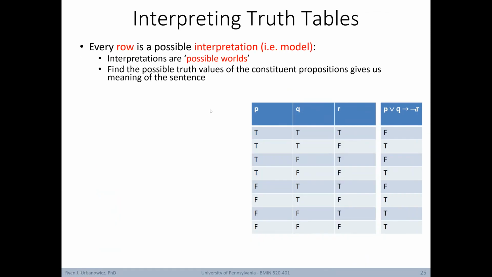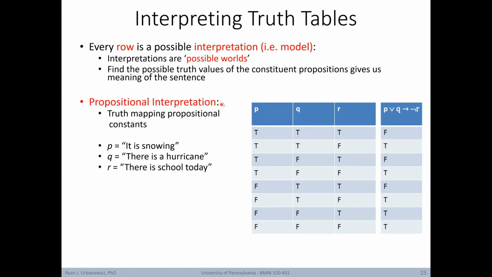Now let's talk about interpreting truth tables. Every row in a truth table is a possible interpretation, otherwise known as a model. Interpretations are basically possible worlds. Finding the possible truth values of the constituent propositions gives us the meaning of the sentence.